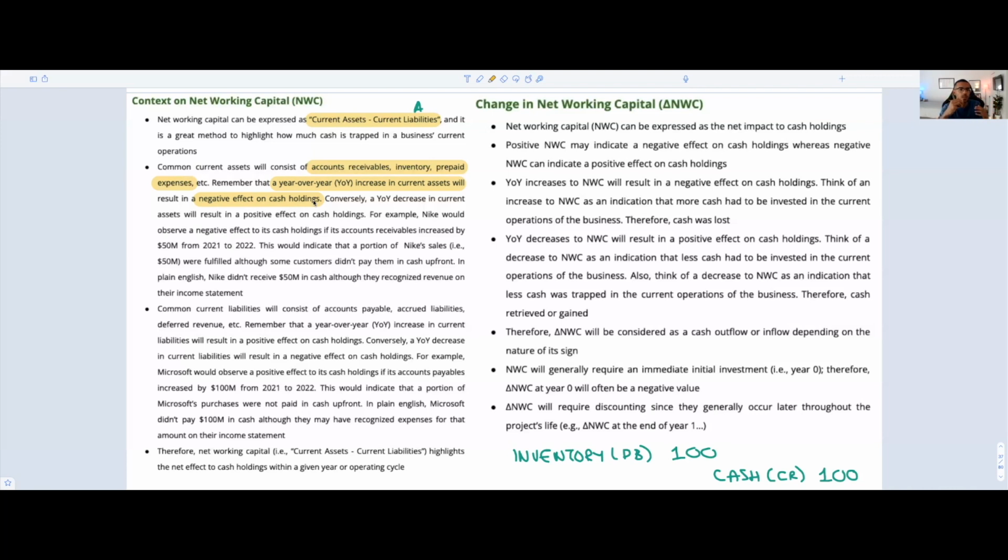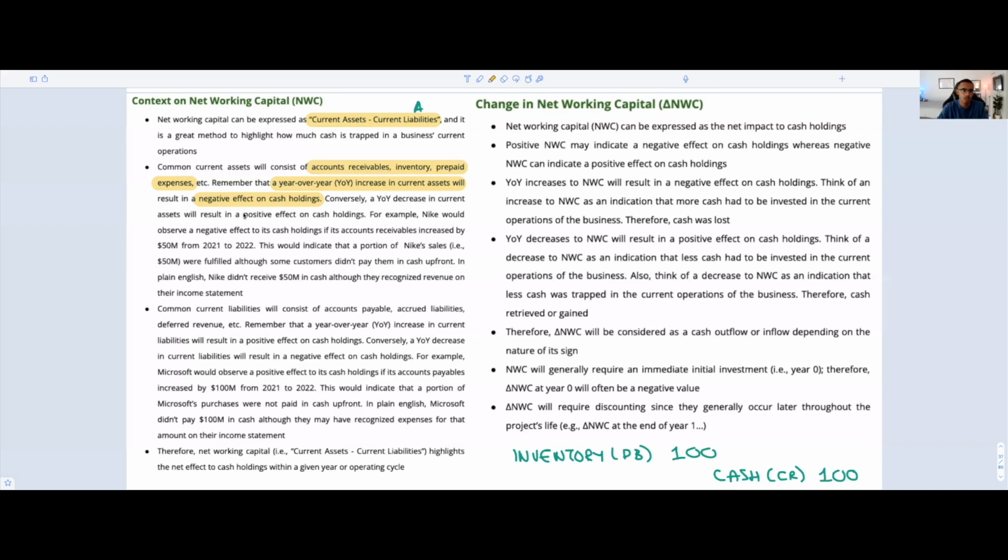So that's really important. Another way to look at this is that if our accounts receivable were to decrease from one year to another, that means that people owe you less money, okay? And if they owe you less money, it's because they paid you that money, assuming no doubtful accounts or whatever. So that would mean that you have a positive effect on cash holdings.